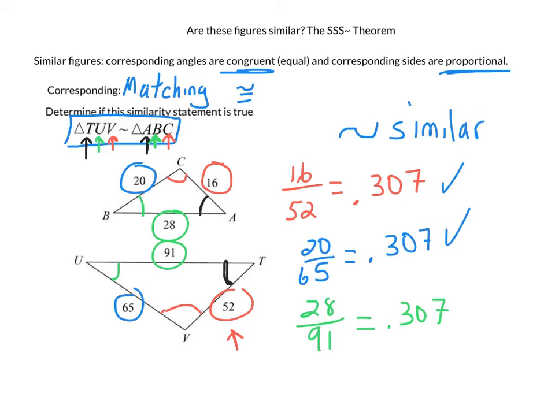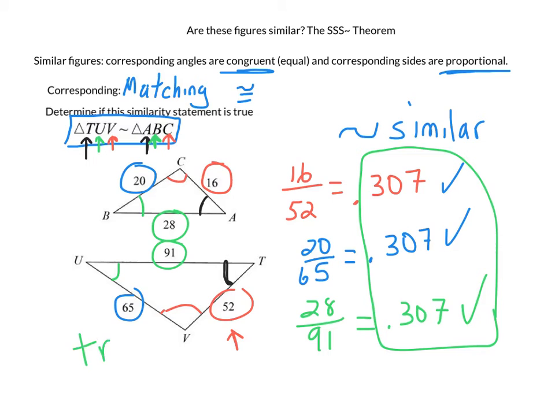So we have proven that because all 3 of these ratios are equal to each other, the sides are indeed proportional. So we can say, because we've checked all 3 sides, we're using the side theorem for triangles, and we can say that this is true.